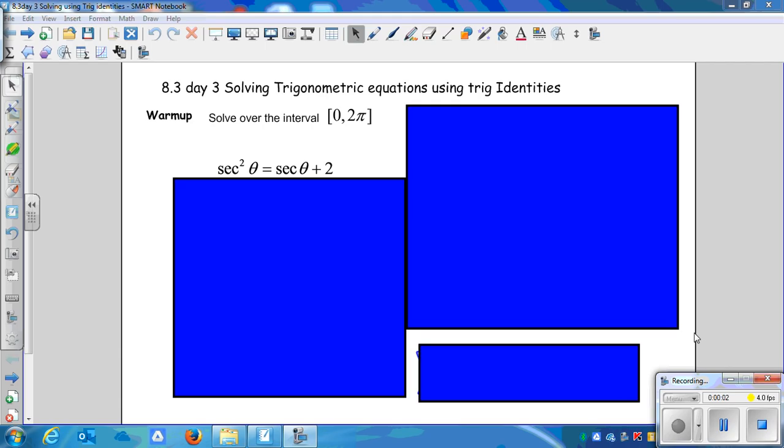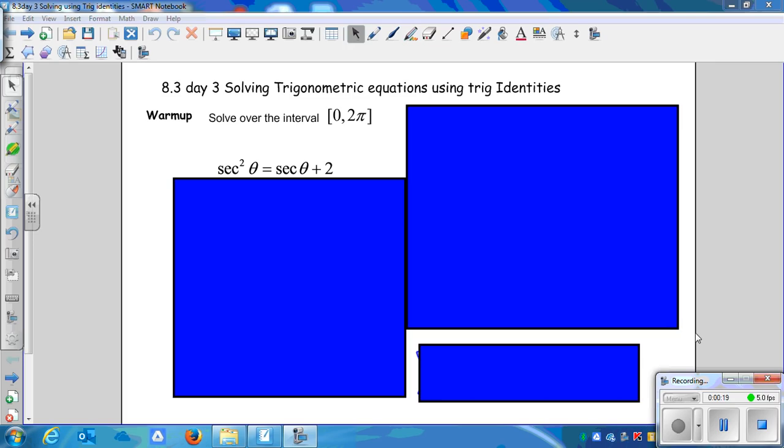This is lesson 8.3, day 3, solving trigonometric equations using trig identities. So this is the warm-up problem for the day. Go ahead and solve secant squared theta equals secant theta plus 2 over the interval 0 to 2 pi inclusive.